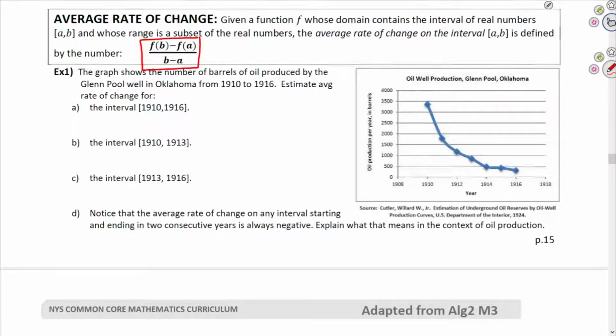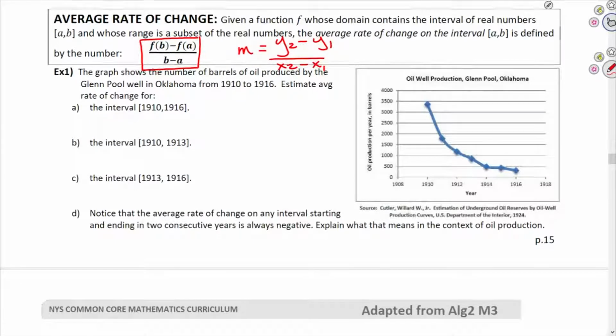Okay? Although you may not see it yet, this should remind you of an equation that we used a lot in Algebra 1, y2 minus y1 over x2 minus x1. That's the slope formula. Now, the slope formula is helpful for straight lines because the slope doesn't change. Average rate of change helps us find kind of the slope in an interval on a curve.